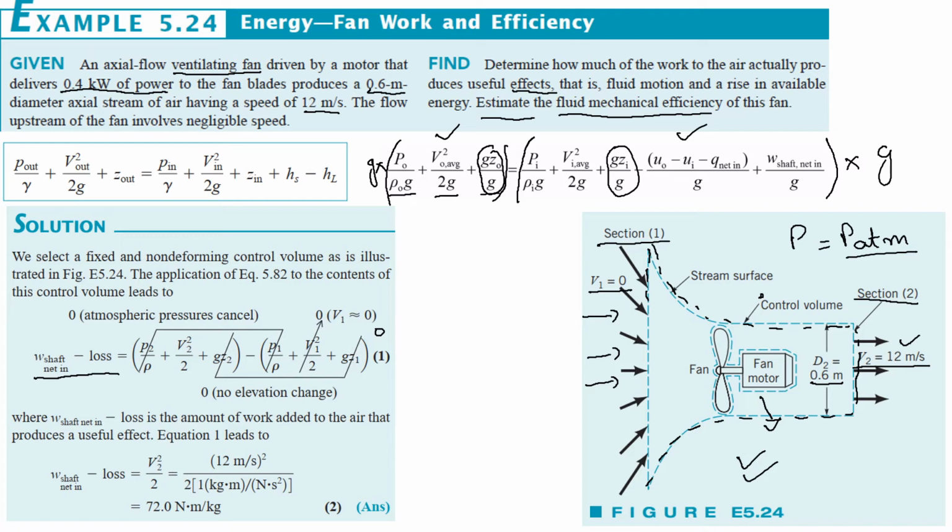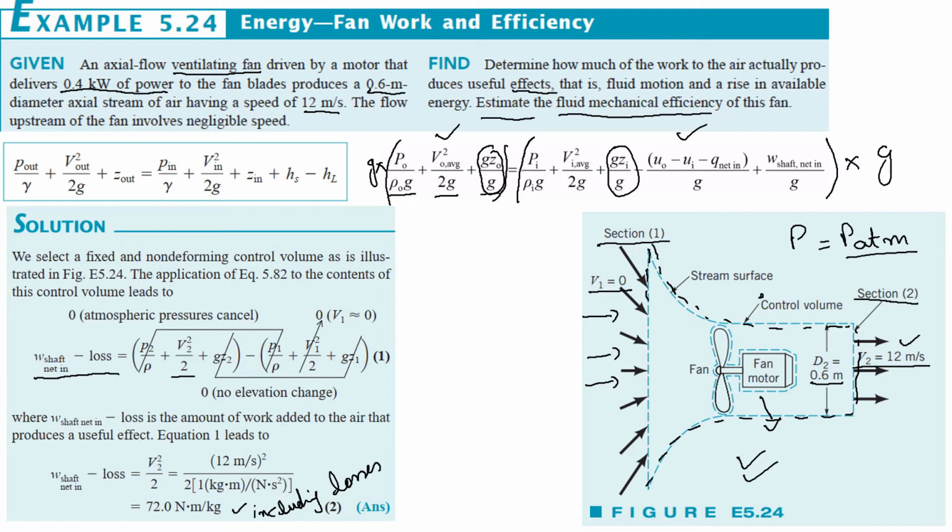So we will find the work by putting in the values of V2 square by 2, and what we will get is this. This is the work including the losses. This is the actual work including the losses. This is the actual work this fan is doing on the air to exhaust it out.